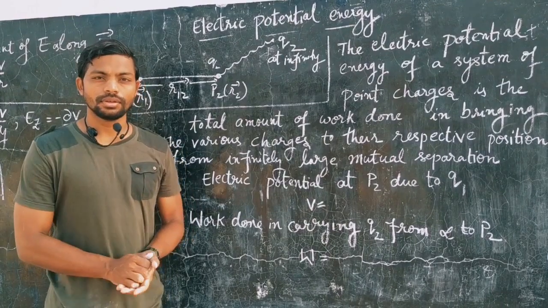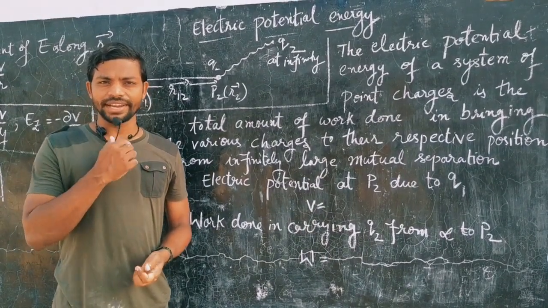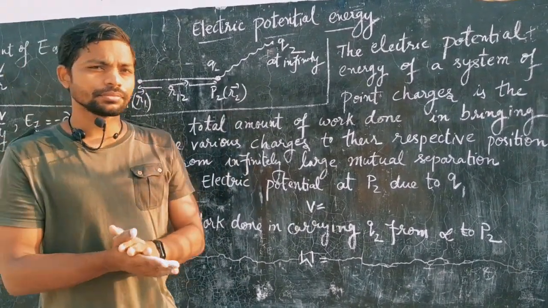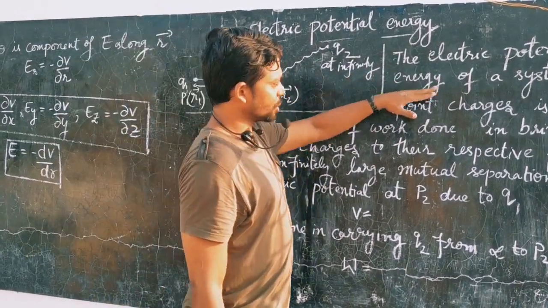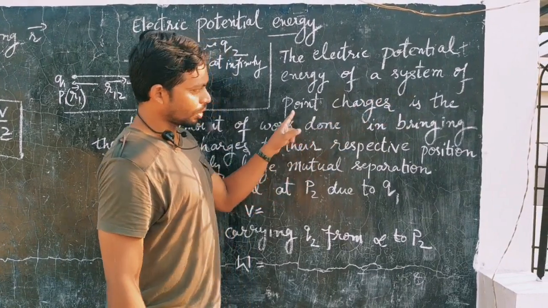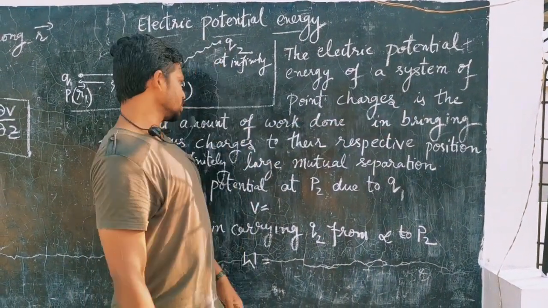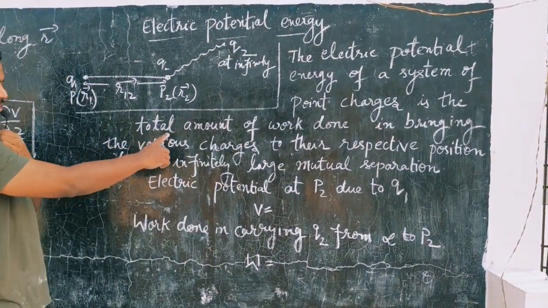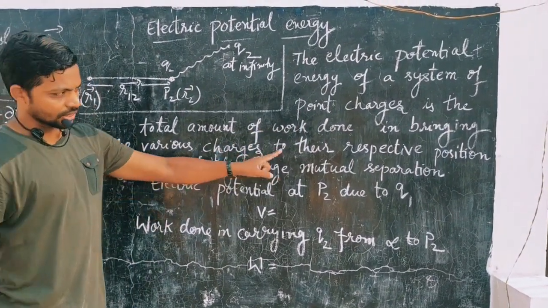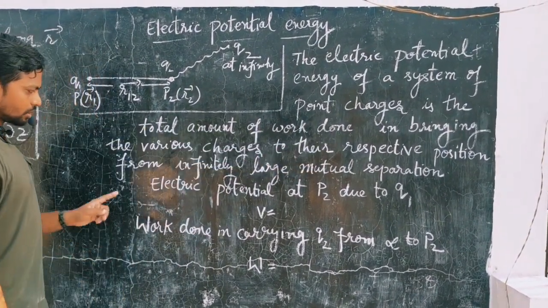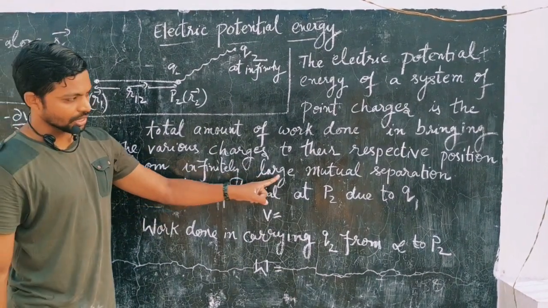Right. Friends, now we are going to learn about electric potential energy. First I will start with the definition. The electric potential energy of a system of point charges is the total amount of work done in bringing the various charges to their respective positions from infinitely large mutual separation.